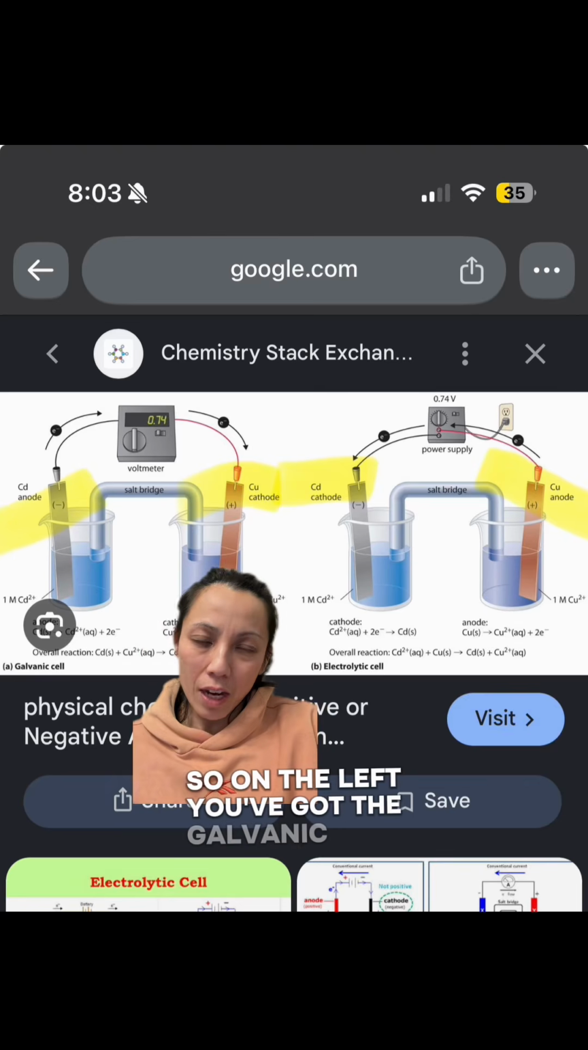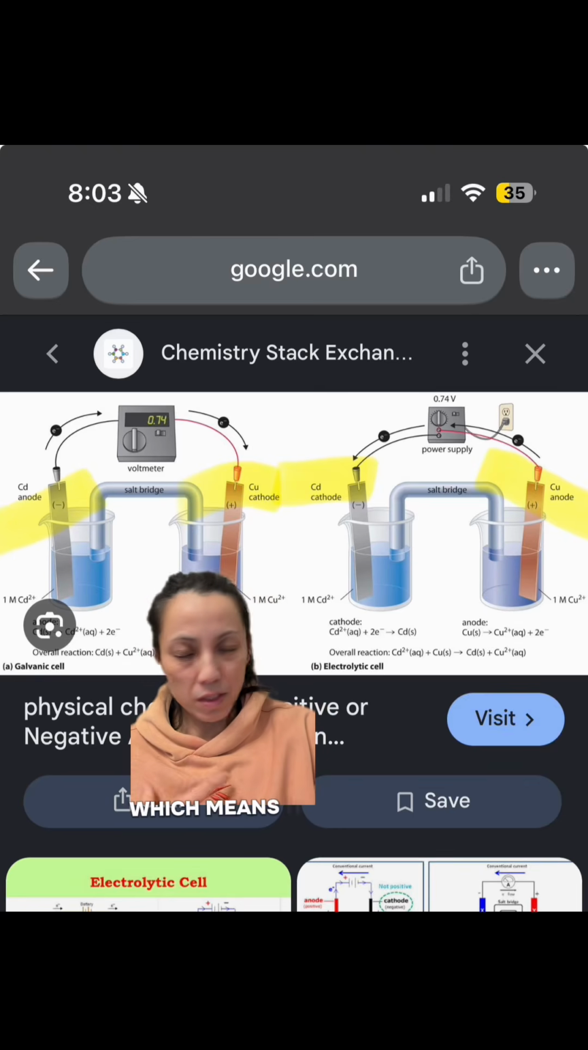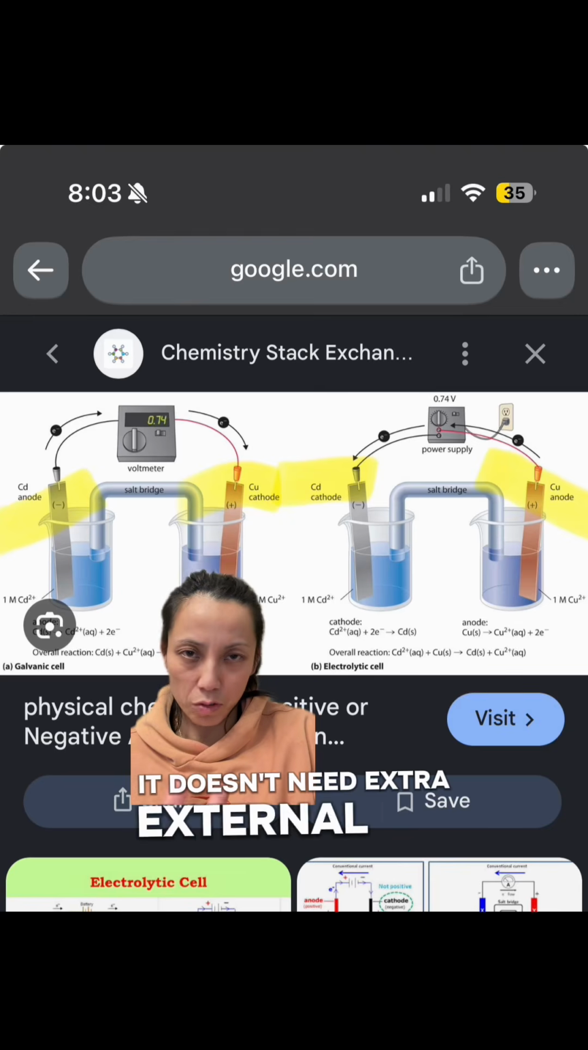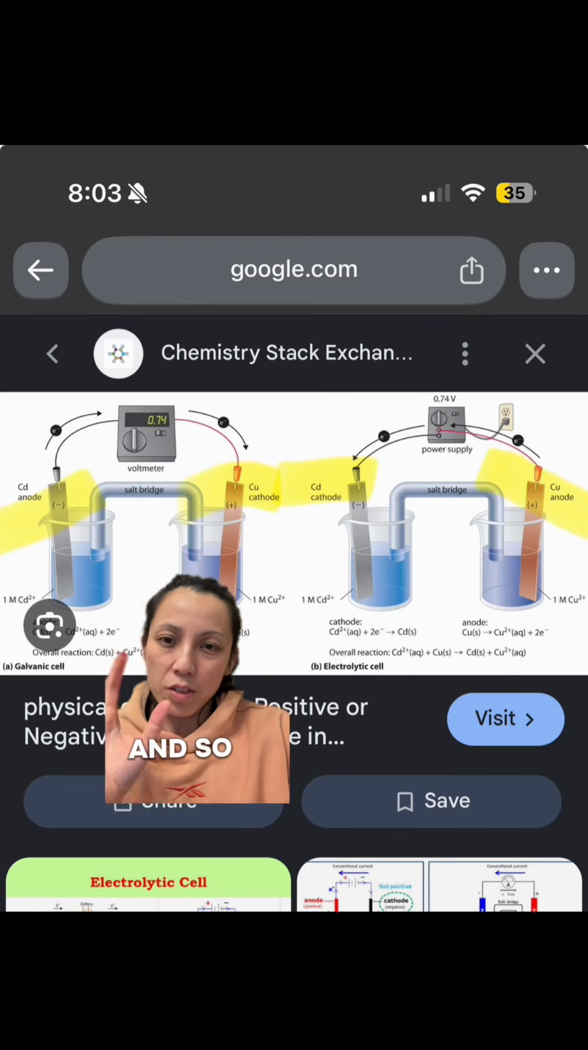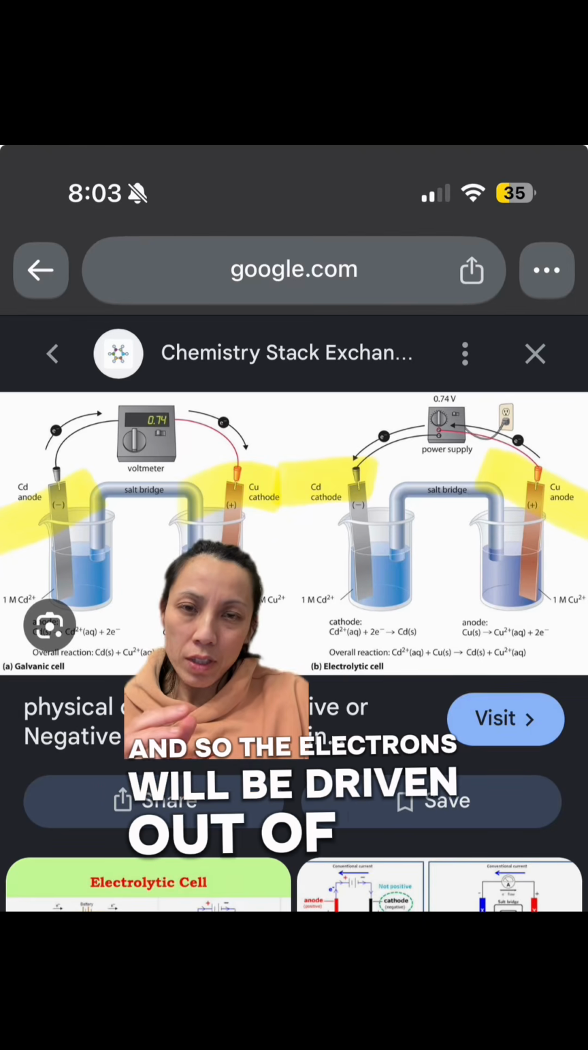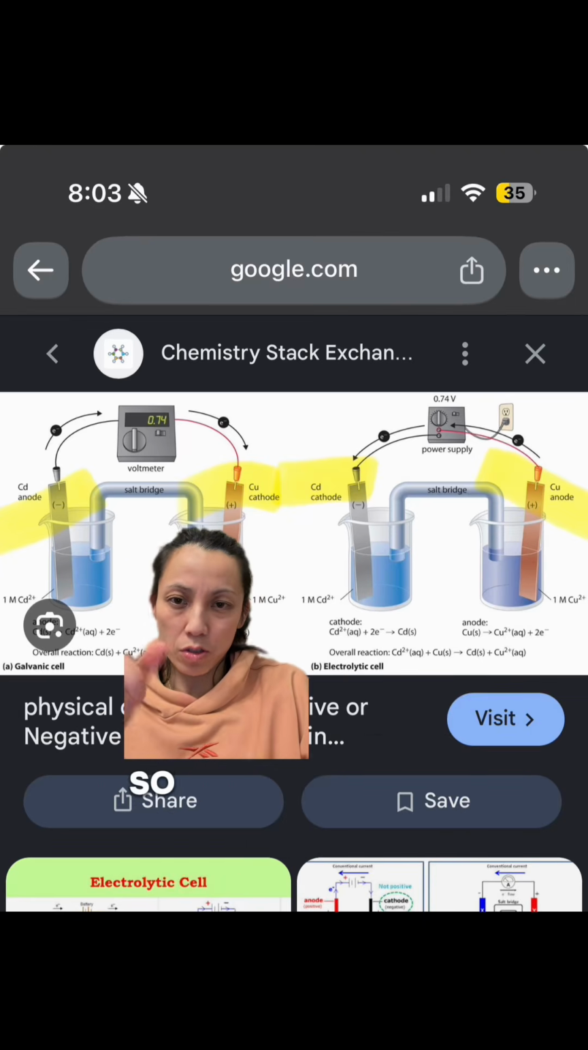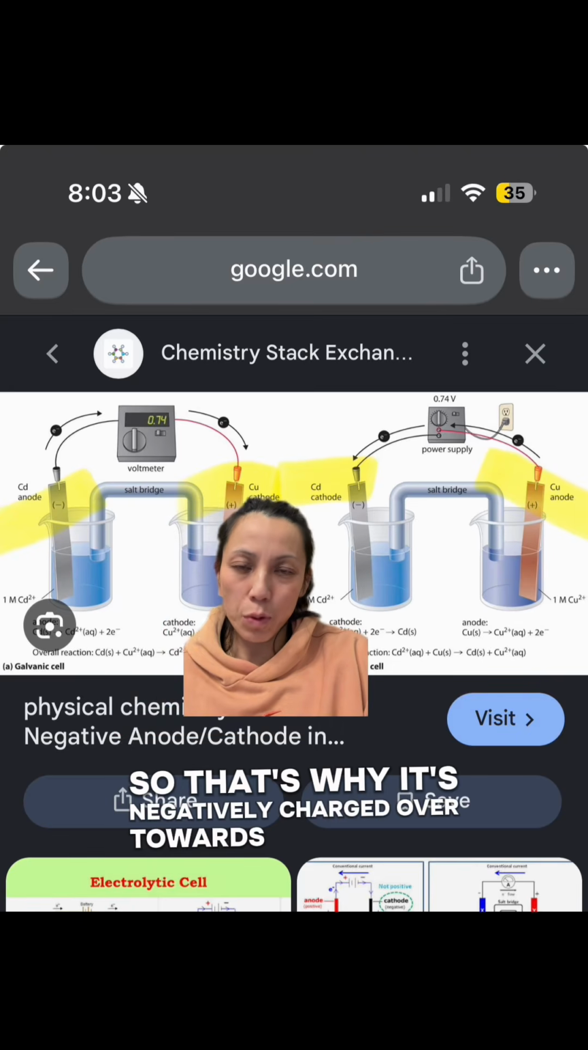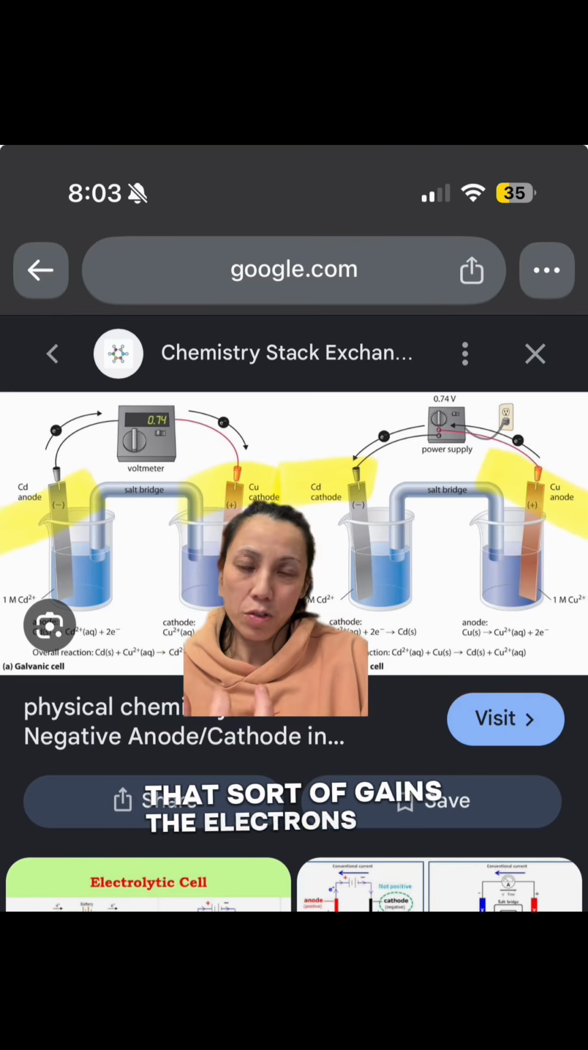So on the left, you've got the galvanic cell, which is a spontaneous reaction, which means it drives itself. It doesn't need extra external energy to do that. And so the electrons will be driven out of the anode where oxidation occurs. So that's why it's negatively charged, over towards the cathode that sort of gains the electrons, right?